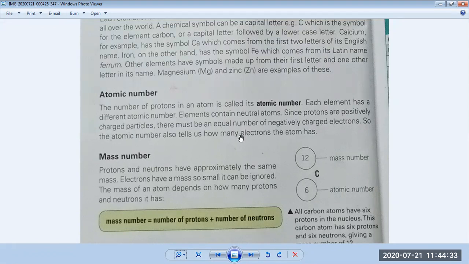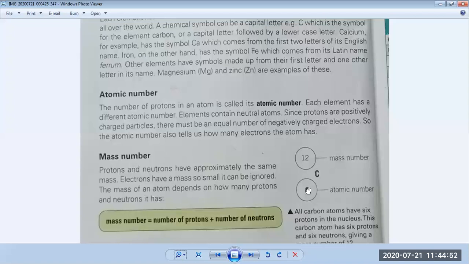So the number of protons in the center of the nucleus and the number of electrons which move around the nucleus are always equal. Okay, if you see the structure of carbon which is given in your book, here it is written atomic number and mass number.